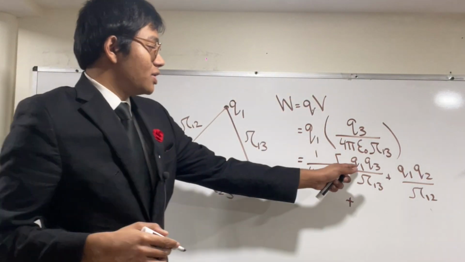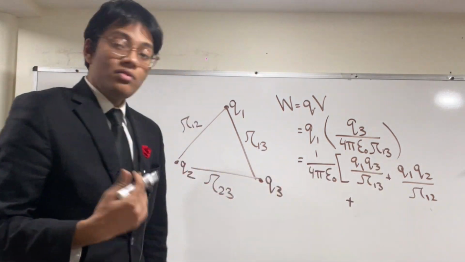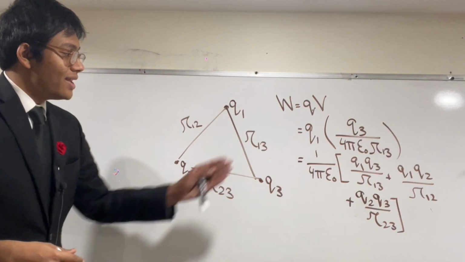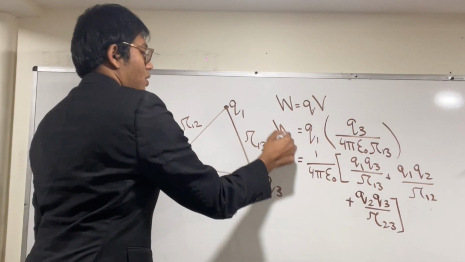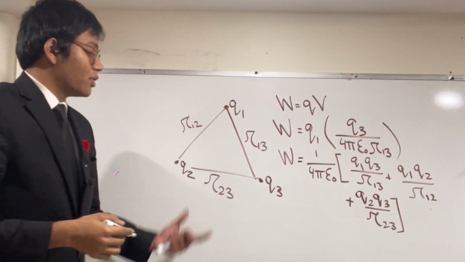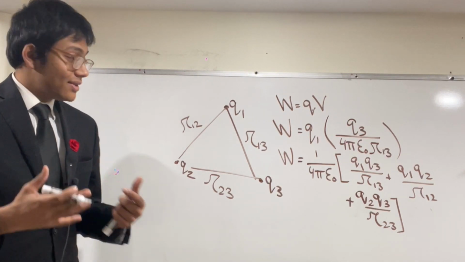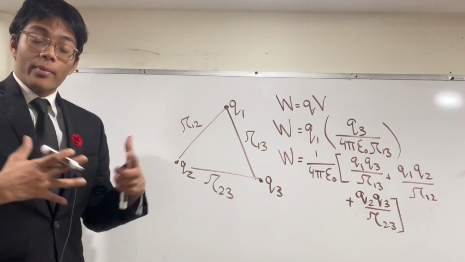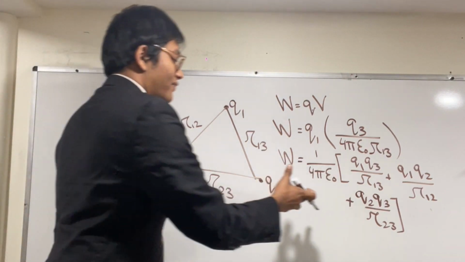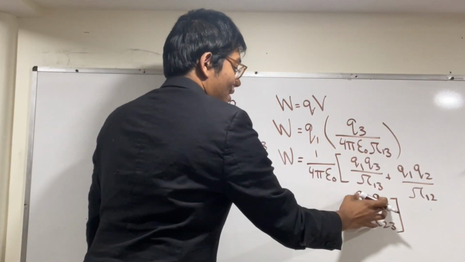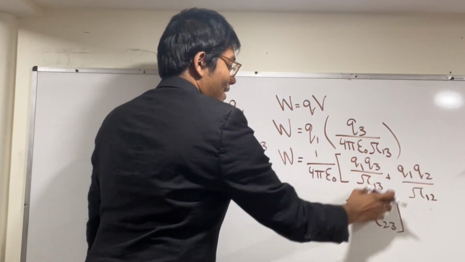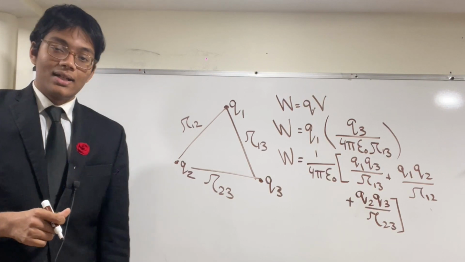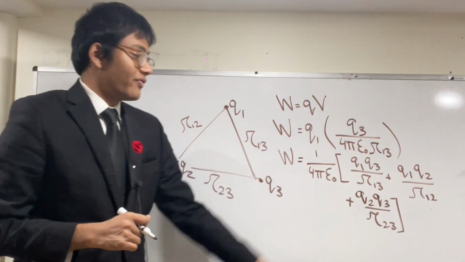So we have the pair of charges 1, 3, 1, 2. Now we need to put in the pair of charges 2, 3. And so this is the total amount of energy or work needed to assemble this charge distribution. And likewise, if you wanted to find the amount of energy needed to assemble an arbitrary charge distribution, you would have to take each one of the potentials and pairwise potentials, add them up as such, and multiply, of course, by 1 over 4 pi epsilon naught, and the charge of interest.